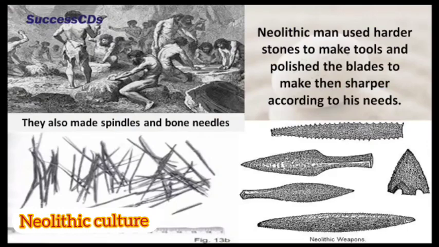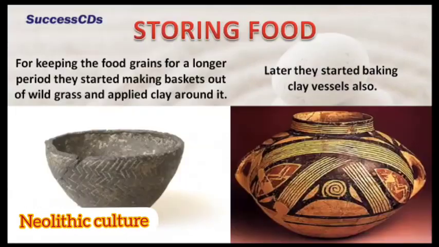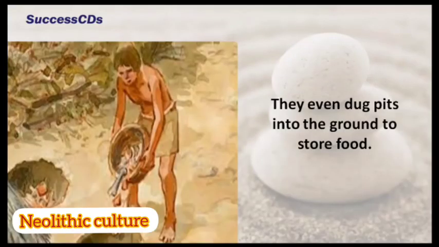Neolithic man used harder stones to make tools and polished the blades to make them sharper according to his needs. They also made spindles and bone needles. For keeping the food grains for a longer period, they started making baskets out of wild grass and applied clay around it. Later, they started making clay vessels also. They even dug pits into the ground to store food.